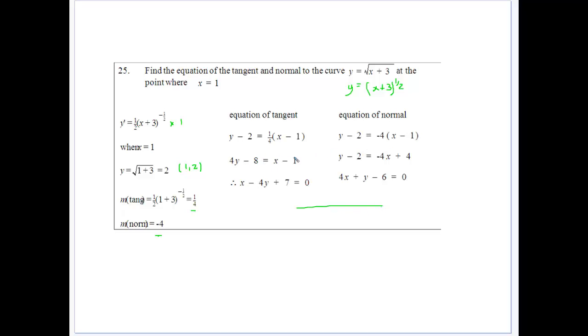So process stays the same. Tangent and normal, we get our gradient of our tangent, and then we can get the gradient of the normal from that. We use our point, we use our gradients, and put it in point gradient form. It's just where we're getting our function this time, and we've got a harder function, so we need to employ a different rule to get our gradient function that allows us to get our gradients of tangents and normals.